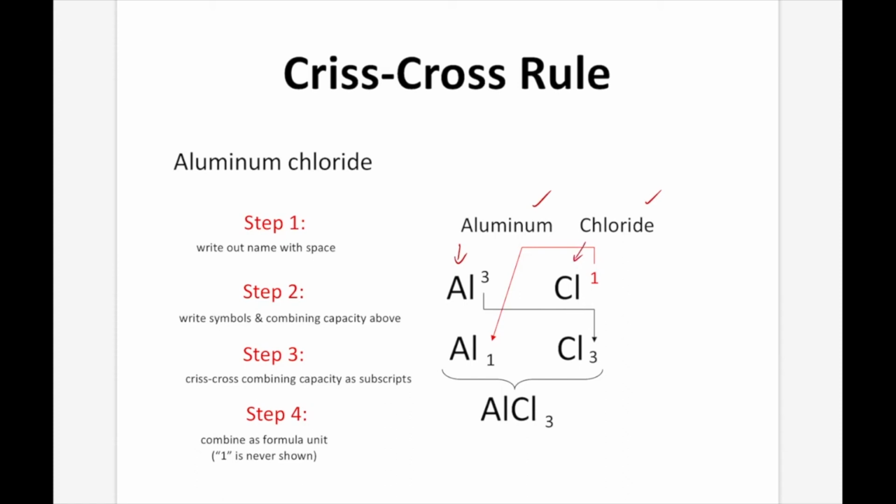Now you're going to need to be told what these combining capacities are. Aluminum is 3, chloride is 1. When we switch them, the 1 from chloride comes down here to 1, and the 3 from aluminum goes down here by the Cl. Now keep in mind, chloride is the form for this compound for chlorine. Once we cross them over, we rewrite and say AlCl3.